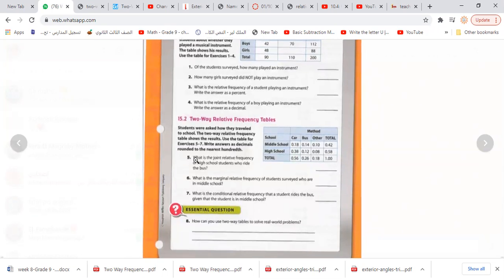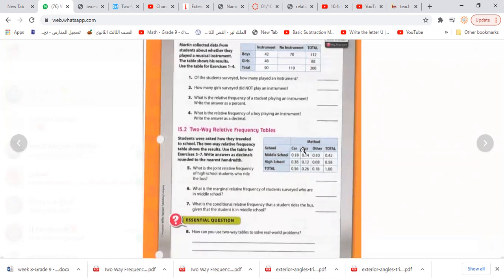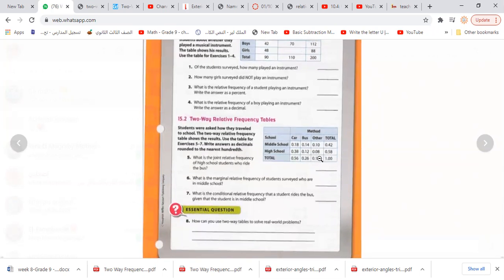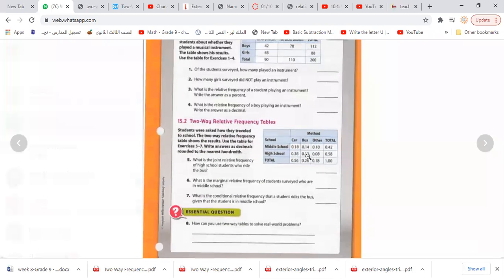And he said, what is the joint relative frequency? Which means we are going to search in this area inside, and then of a high school student who ride the bus. Then we have to mention the category, which is the intersection between the bus and high school.